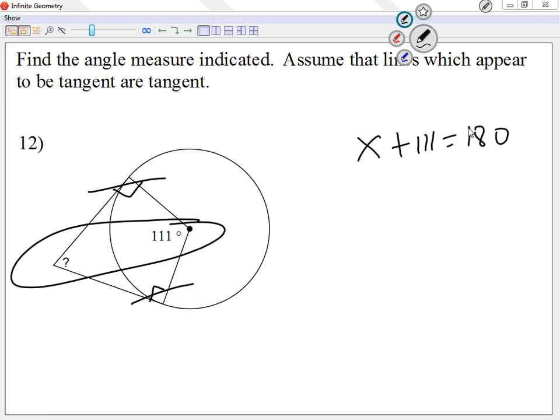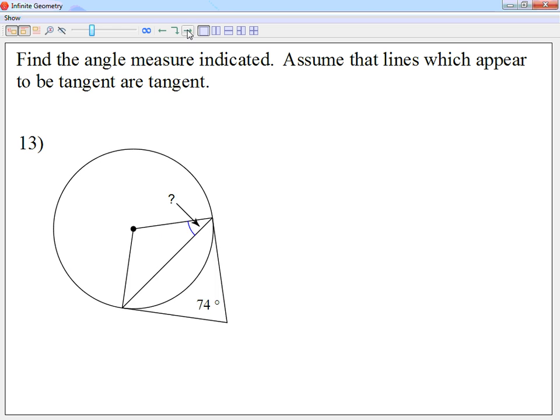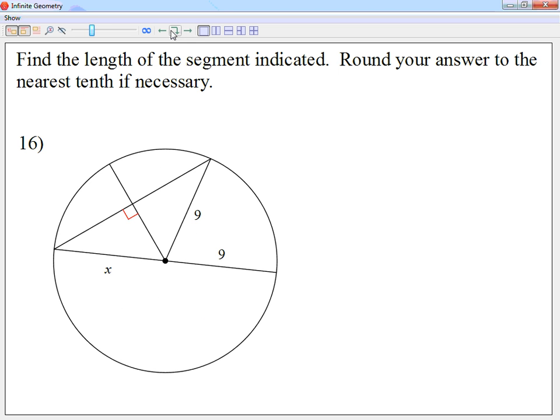So remember, when we're dealing with a kite, and the two corners are 90, because I know the whole thing is 360. I took away 90. I took away the other 90. That's how I was left with only 180. I know those two add up to 180, so it's 69. All right, now any questions up until number 14?